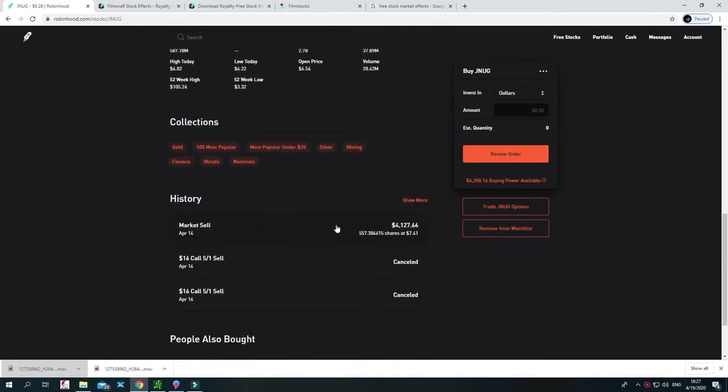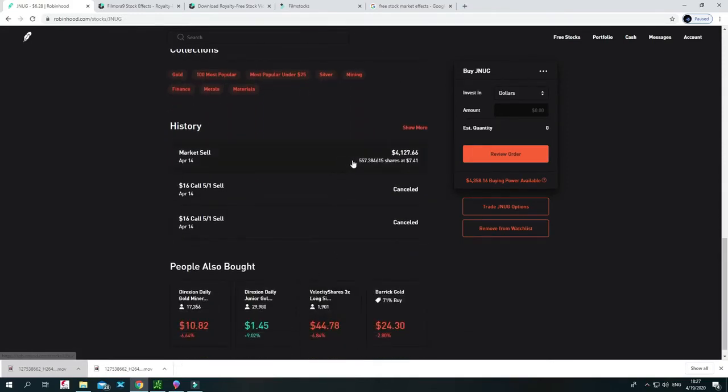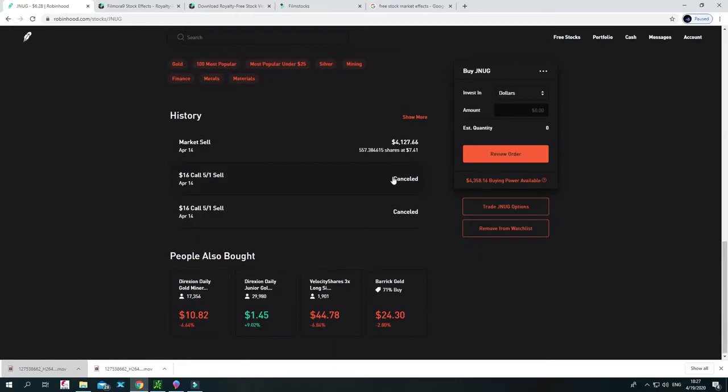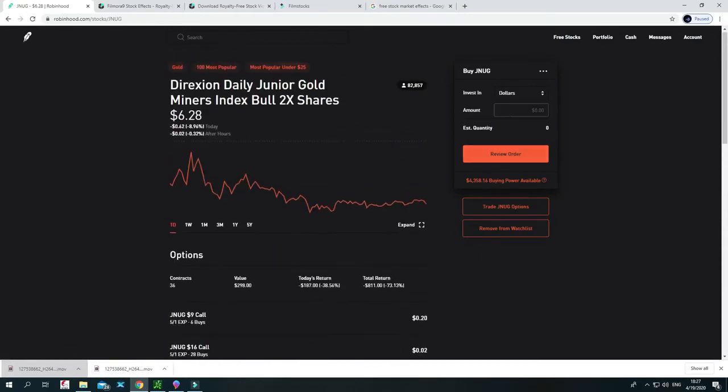The history. I actually did own these shares at one time, but then I sold them for that price. I was up about, I think it was 1,500. Okay, so then let's go over to this panel here. This panel here, buy JNUG, will also have a sell JNUG. But I don't have any shares, so we're going to act like we're going to buy.